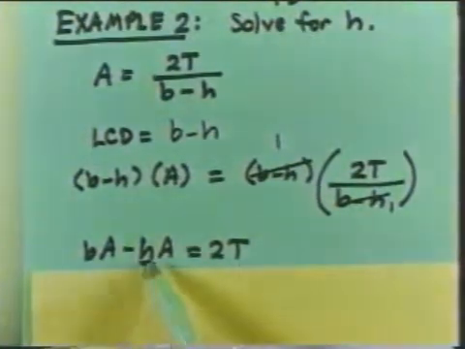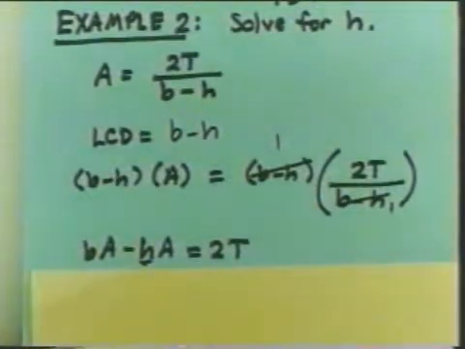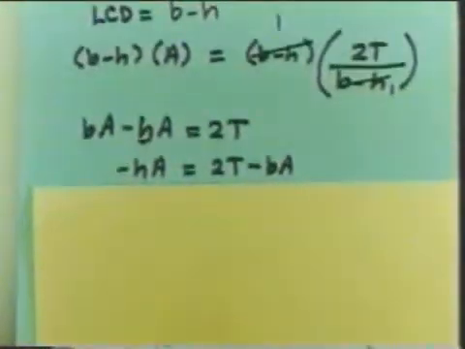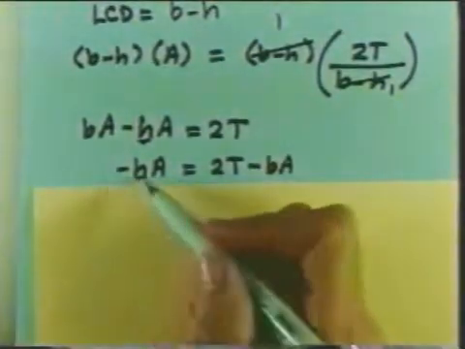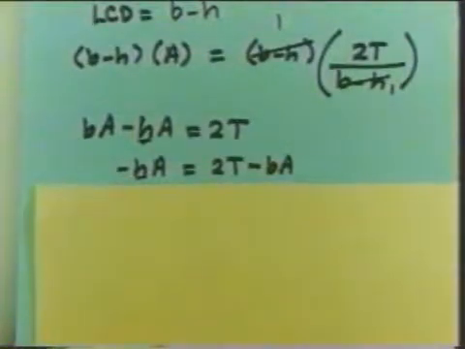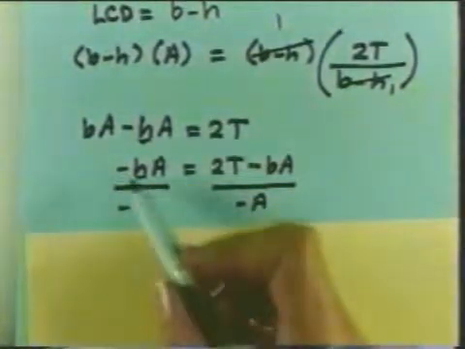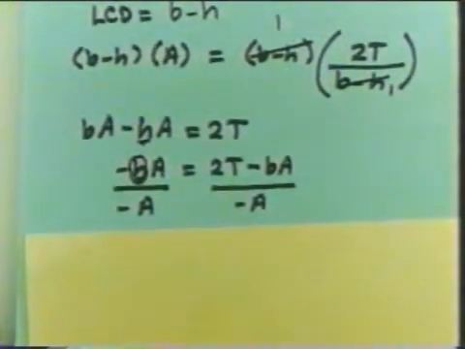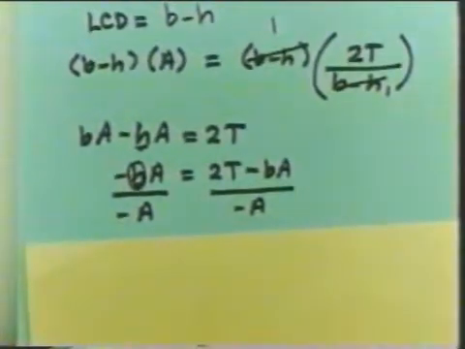To solve for h, we must eliminate the ba by subtracting ba from both sides. And that gives us minus ha equals 2t minus ba. To get h by itself, we'll divide by the opposite of a on both sides. Here's the h we're to get by itself, so we'll divide both sides by the opposite of a. This gives us h on the left, and on the right we'll have 2t subtract ba over the opposite of a.